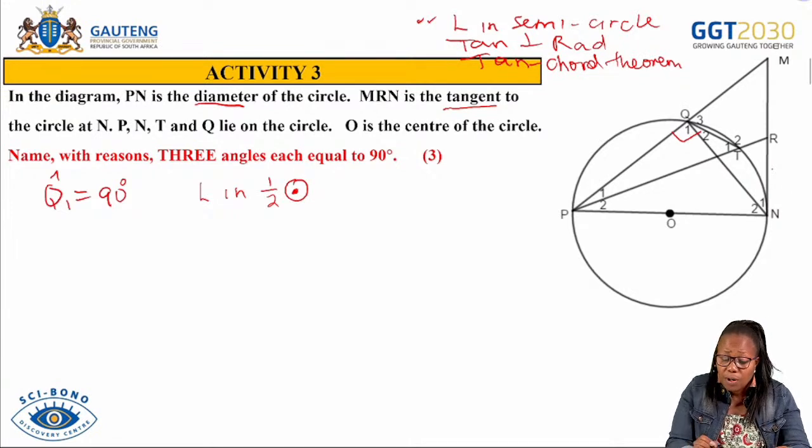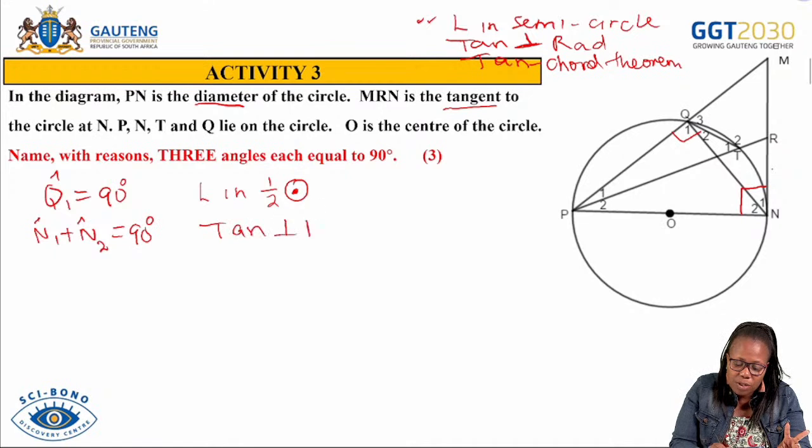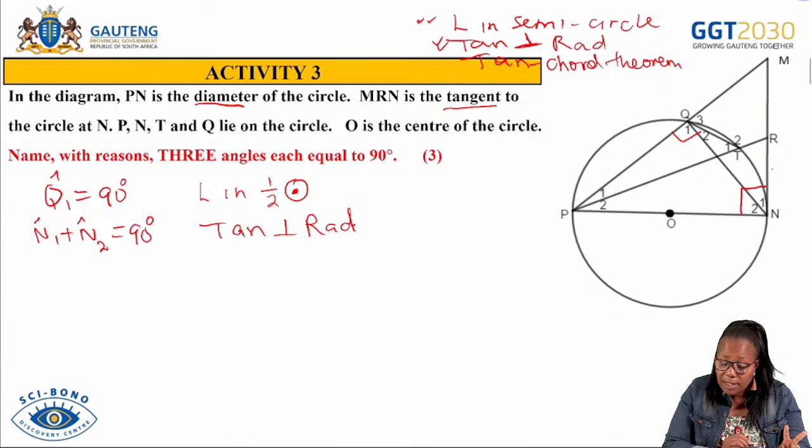And then now we have tangent perpendicular giving 90 degrees. Remember, perpendicular is 90. The minute they say tangent perpendicular to radius is applicable, they are telling you that this angle here is equal to 90. That is your second 90. N1 plus N2 is equal to 90 degrees. Why? Because of tangent perpendicular to radius. That is our second 90 degrees.